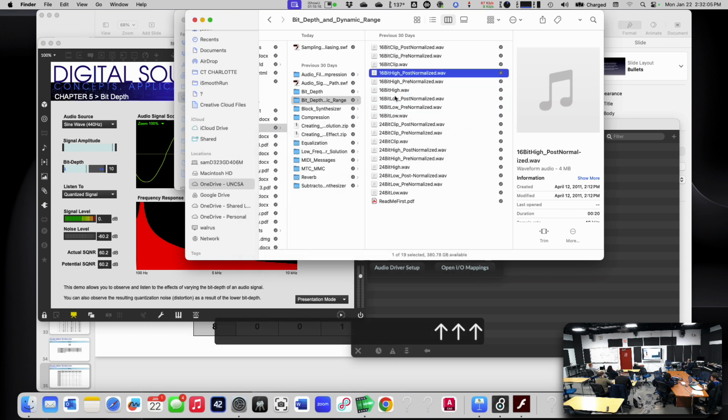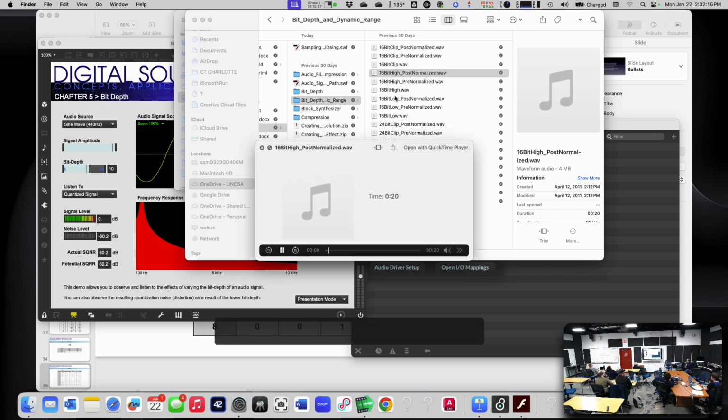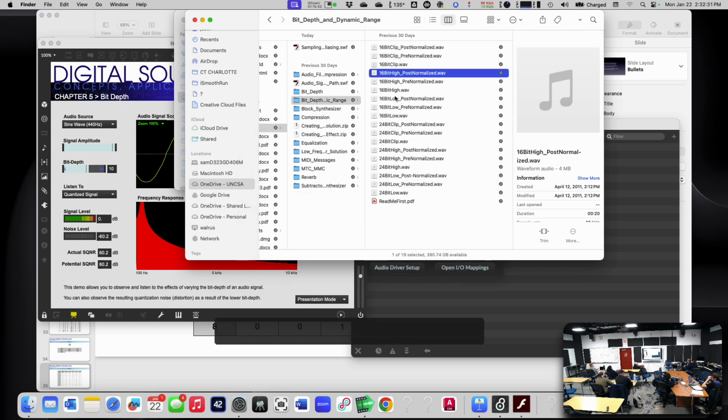Well, what if I compress it and then I normalize it? Normalizing, I push it all the way to the full range. Okay. Well, this is the high range, so this is me recording it well, and I compress it and I normalize it. Okay, no big deal. Sounds fine. Well, what about this one?